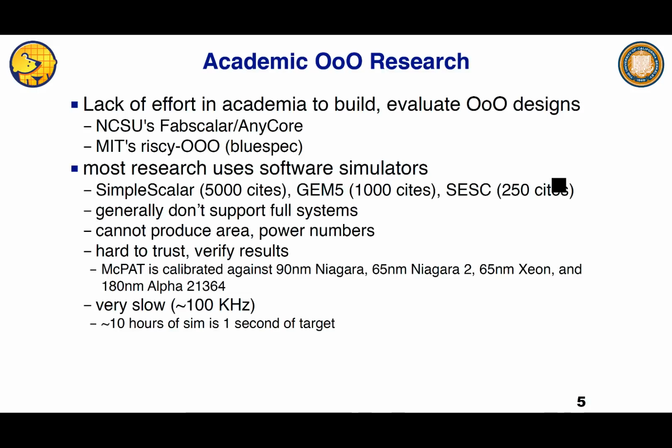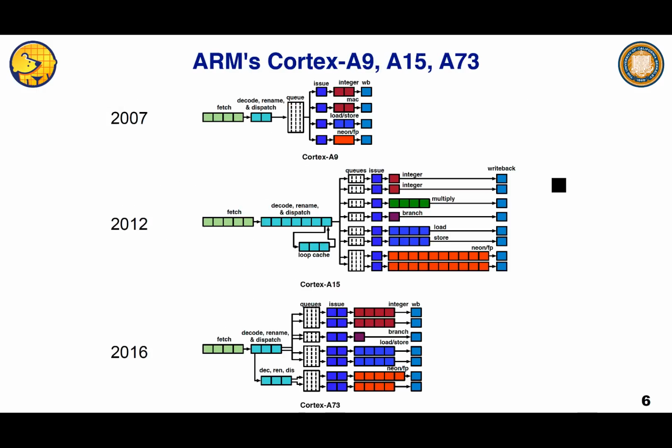A lot of them don't support an entire full system. You want to be able to run off-the-shelf software on full operating systems with interesting interactions. You want to be able to get power and area numbers. Even if you use something like McPat, they've been verified against older technologies and older processor designs. And the thing that offends me the most is how slow they are. 10 hours to simulate 1 second of target time just isn't really going to cut it for the modern applications that we actually care about.